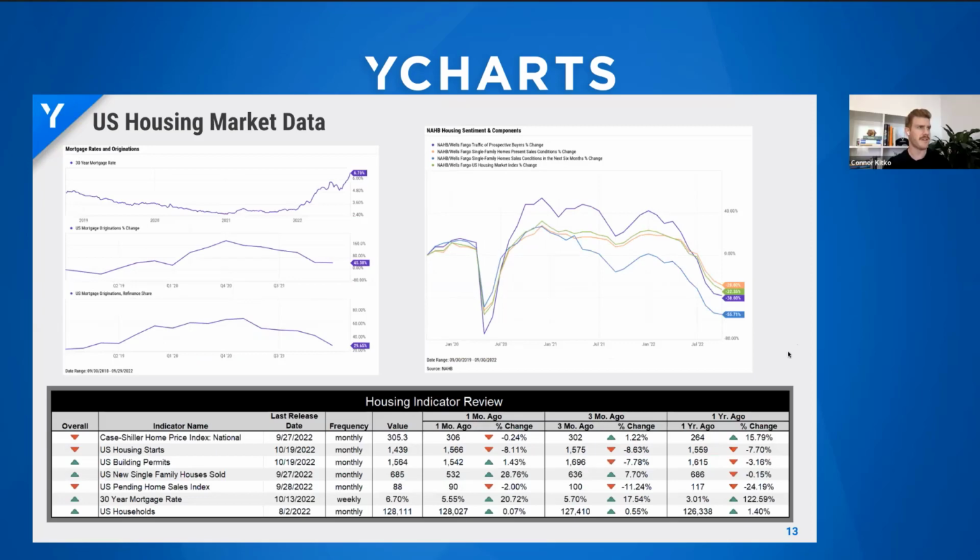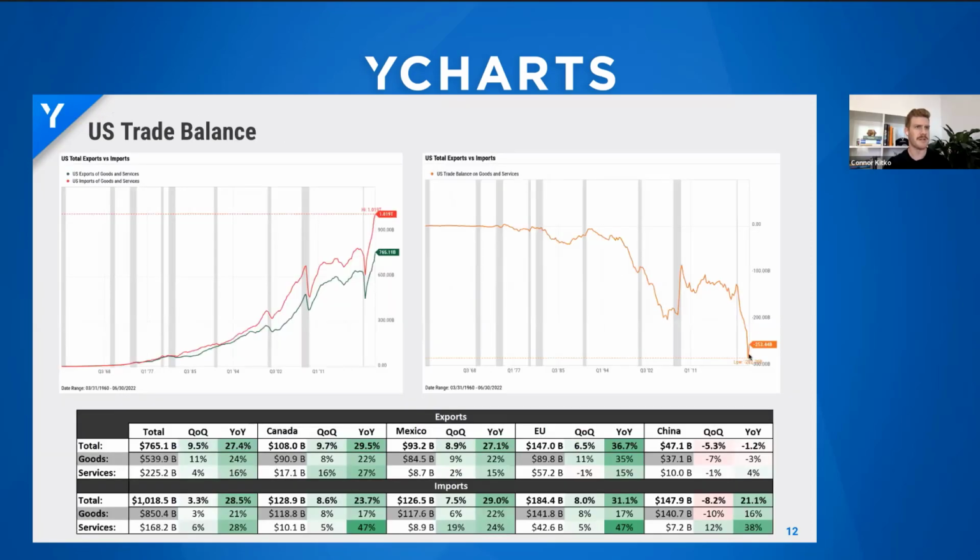Interesting. Always interesting to see the trade balance, and especially what's going on here. Are we in a new normal territory? Are we going to come back up to where we were? I guess we'll find out.